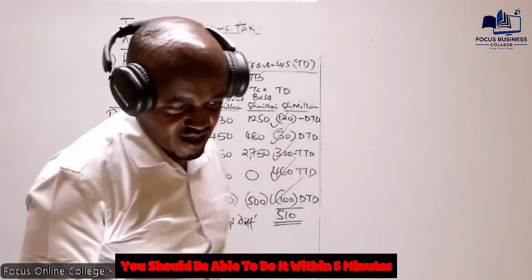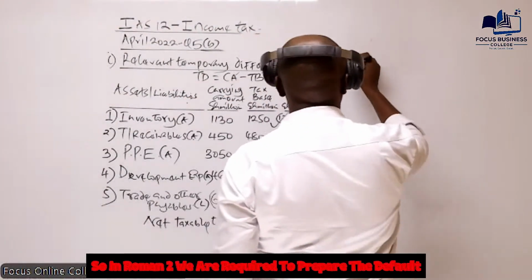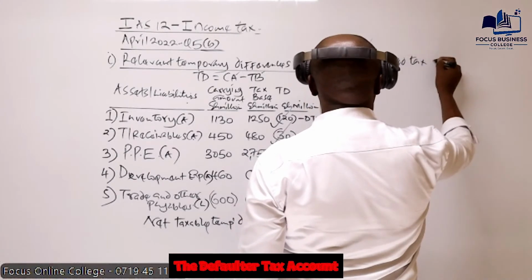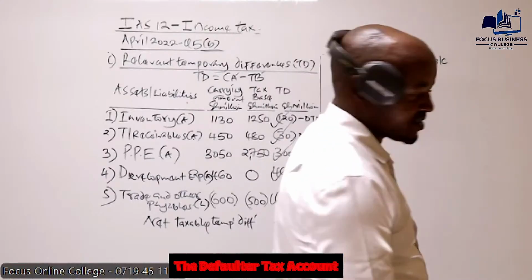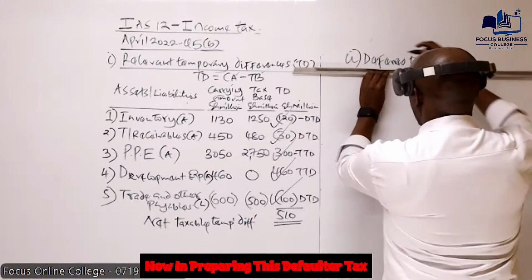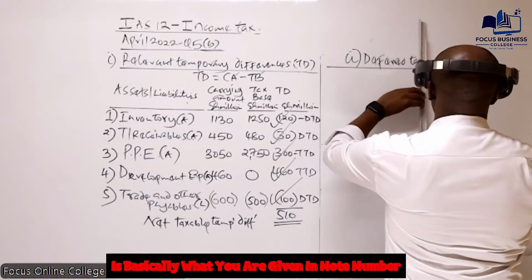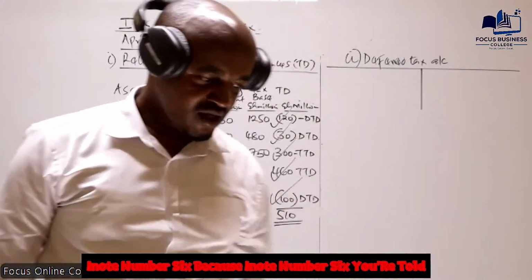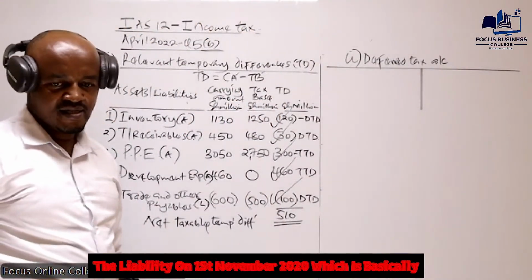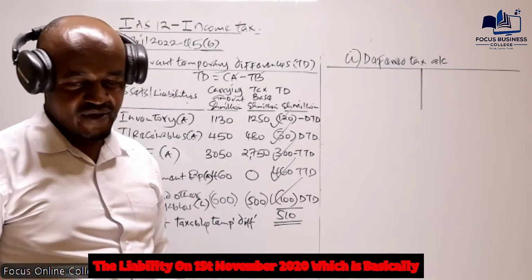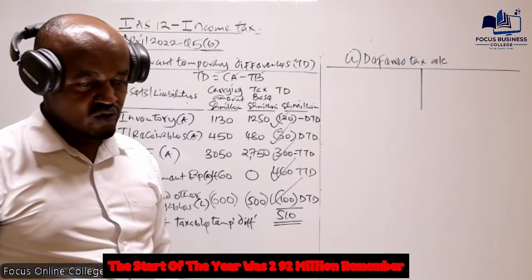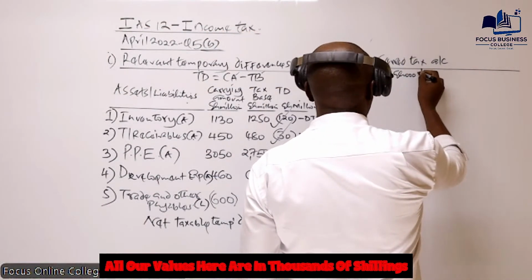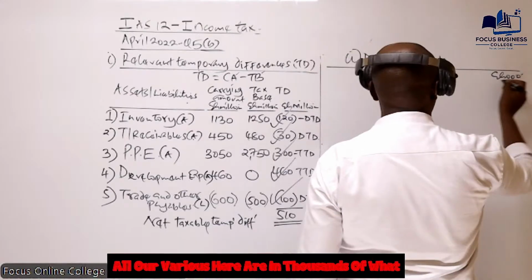You should be able to do it within 5 minutes. So in Roman 2, we are required to prepare the deferred tax account. Now, in preparing this deferred tax account, the first item you need to record is what you're given in note number 6, because in note number 6, you're told the deferred tax liability on 1st November 2020, which is basically the start of the year, was 292 million. Remember, all our values here are in thousands of shillings.